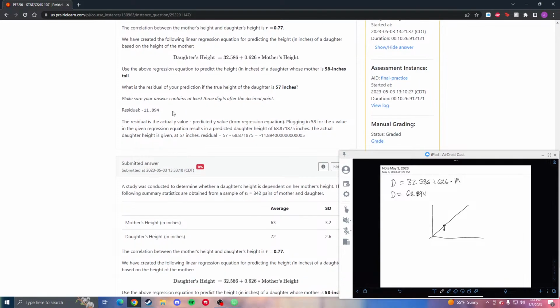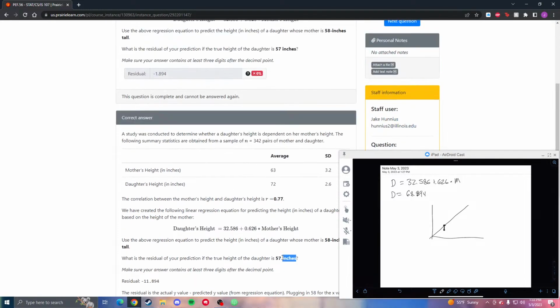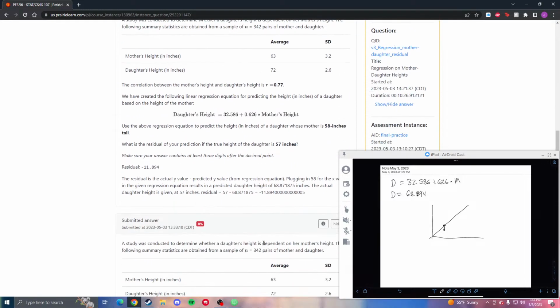Or I guess it's 11? Oh, right. Yeah, no, it's 57. I did 67 inches. Sorry about that. It's 57 minus 68.894. I read it as 67. So the residual is going to be minus 11.